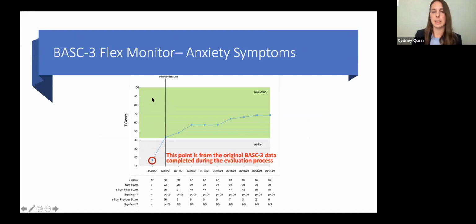And then we also tracked at the same time the anxiety symptoms, because that was another main area of concern. So every session, Sam filled out the depression Flex and the anxiety Flex. And you can see the circle again. Sam's symptoms were very high for them. And then as the intervention went across, the medication changed, the psychoeducation, the individual therapy, the anxiety significantly decreased. You can see that line goes up for them. They fall back into their goal zone.